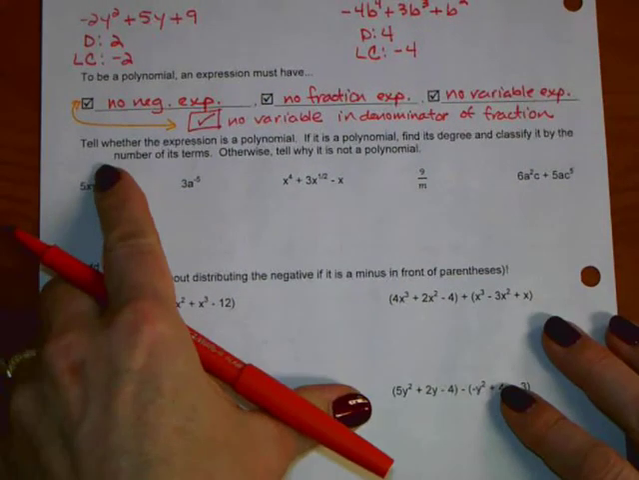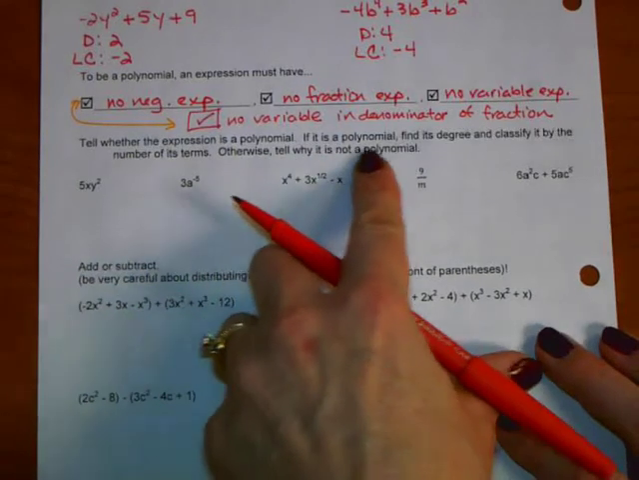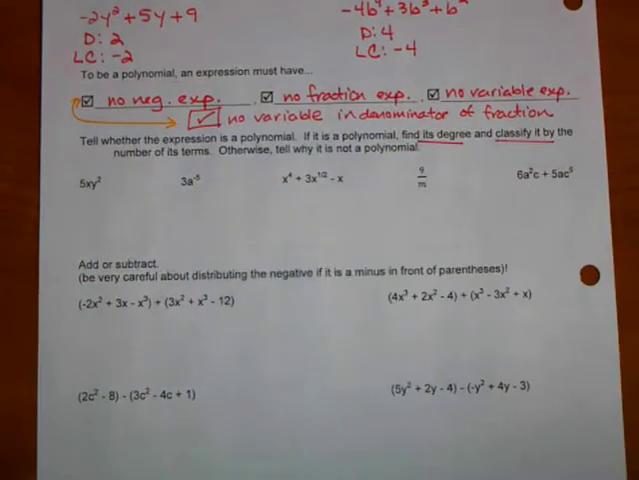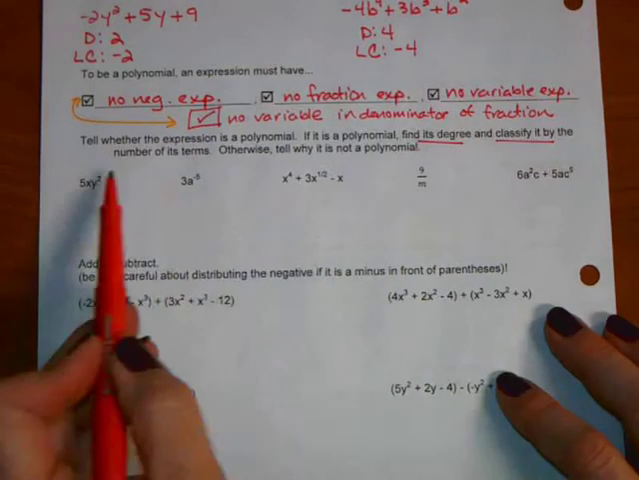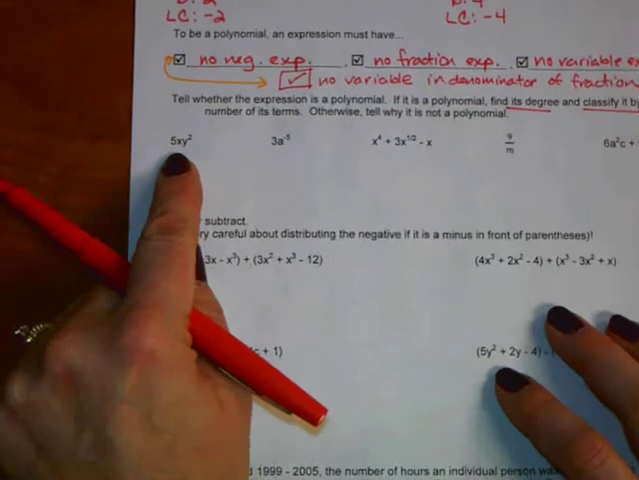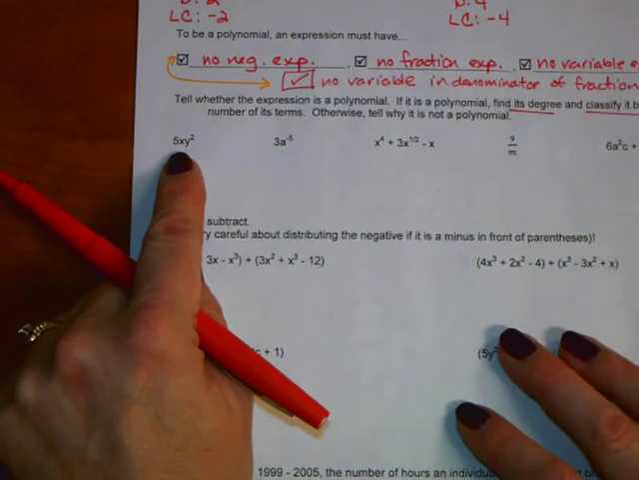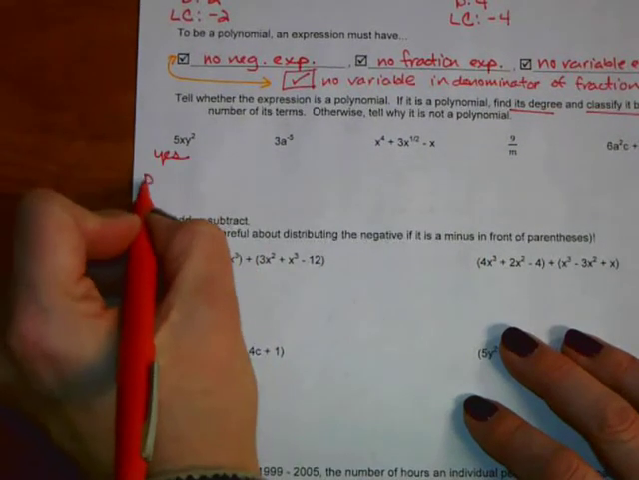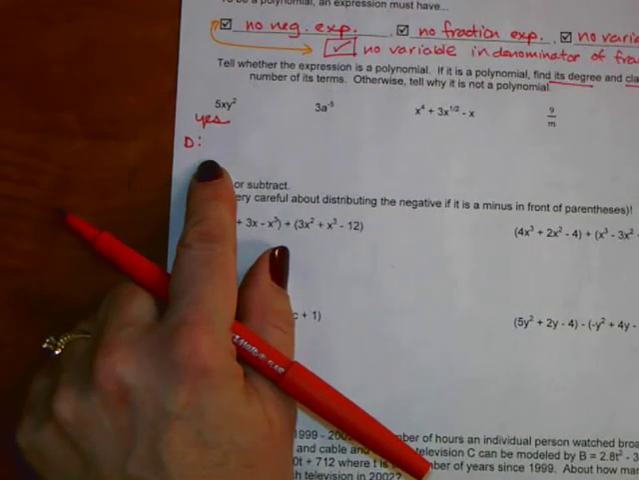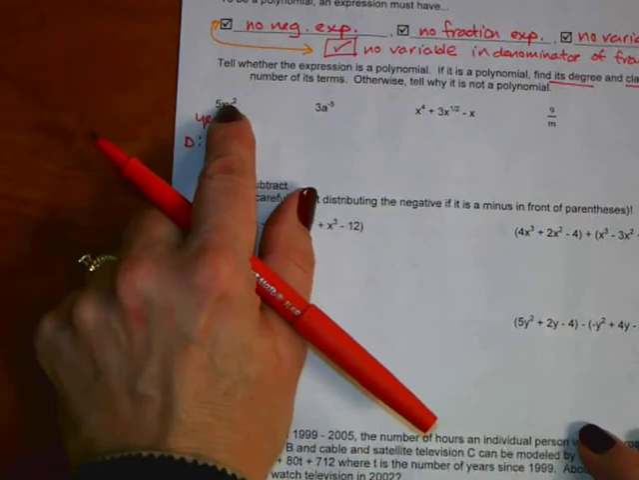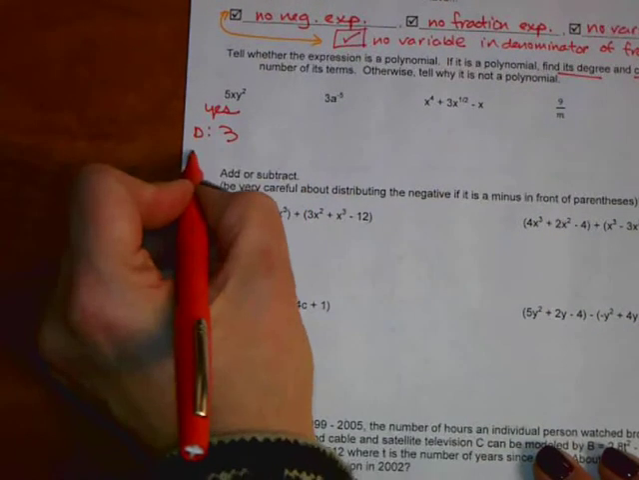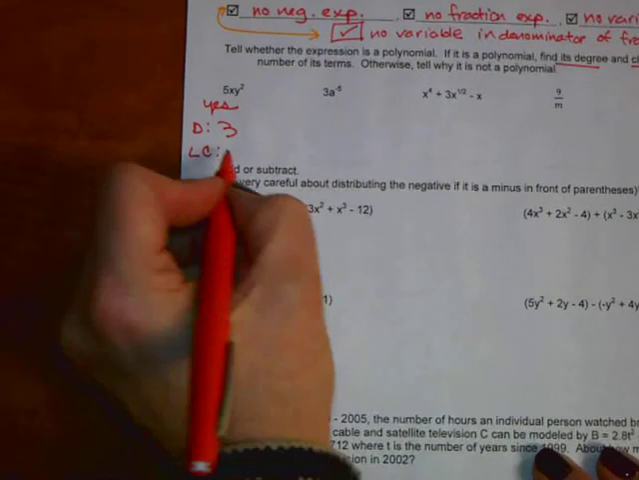Okay. Tell whether the expression is a polynomial. If it is a polynomial, find its degree and classify it. Classify it by the number of its terms. Otherwise, tell why it's not a polynomial. Would this be considered a polynomial? Yeah, it's a monomial, which is a polynomial. So, yes. The degree is what? 3, 2, careful. Trust yourself. 3. It's 2 plus 1, because there's a 1 on that x. Okay, so it's 3. And the leading coefficient is what? 5.